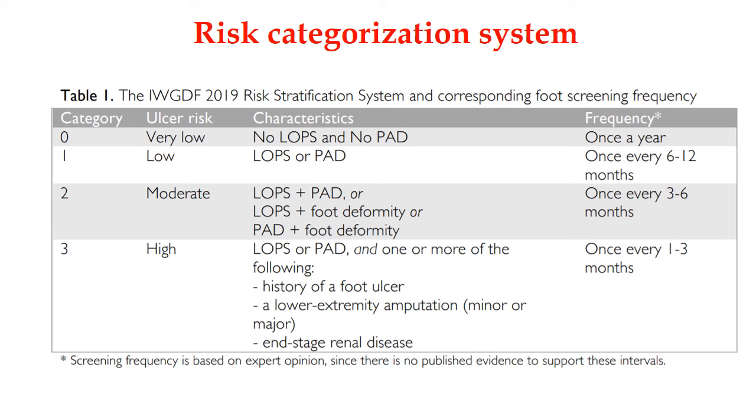This same patient will be high risk if he has a history of foot ulceration, a history of lower extremity amputation, or end-stage renal disease. If the patient has any one of these three items, this patient should be examined every 1 to 3 months. This means that even if the patient is not complaining of anything, he should come back to your clinic to be re-examined.